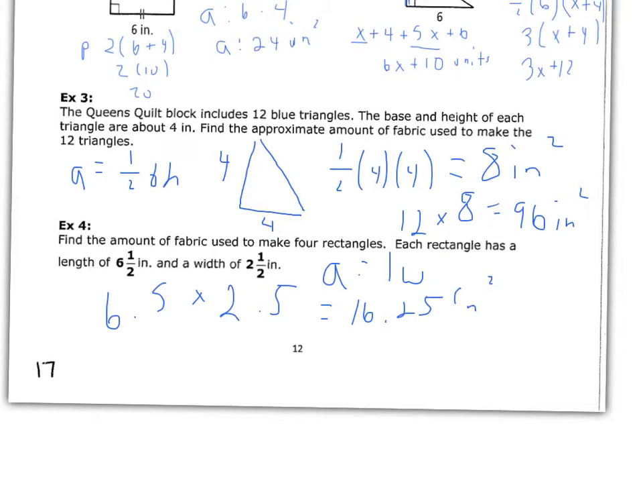And then if you multiply 16.25 times 4, that's going to give you 65 inches squared for all 4 rectangles. Go ahead and take a look through all these 4 examples, and if you're good, go ahead and move on.